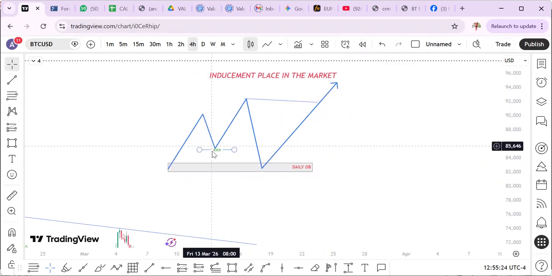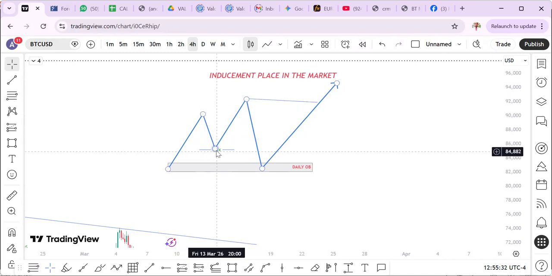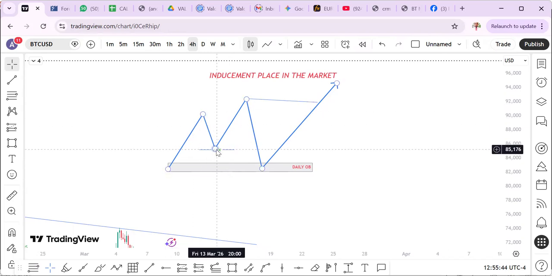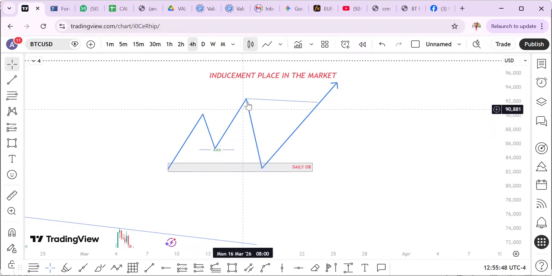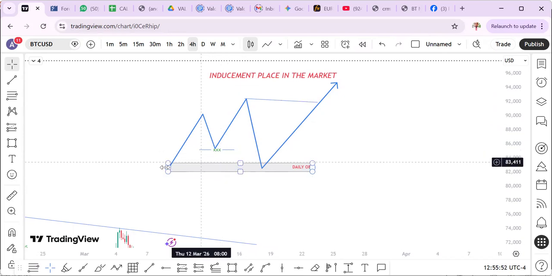So this low, the first pullback that created this low before this likely break of structure, is called inducement, and that is where liquidity is residing. We all know that liquidity is residing below old lows and old highs. So what they do, they create a form of a fake move, which we call inducement in SMC.